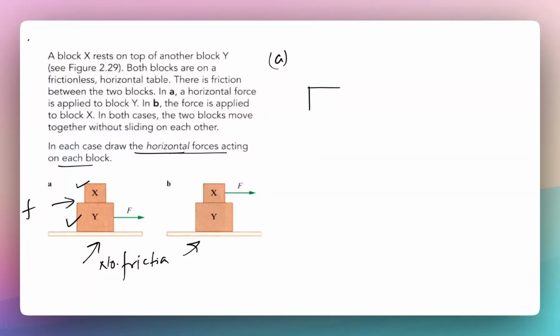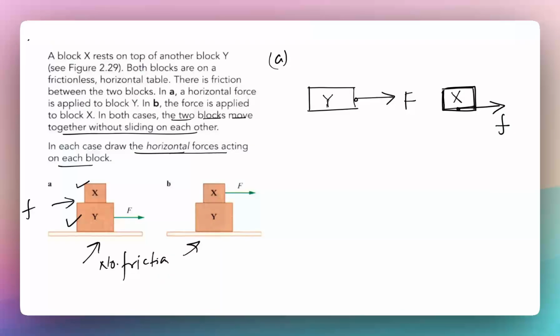First things first, on this block, which is Y, the force which is acting horizontally is force F, which is very clearly seen. Now let's draw for X. Because the two blocks move together, there has to be some force acting on X which is taking it towards the right, which means the force of static friction is going to act towards the right on block X.